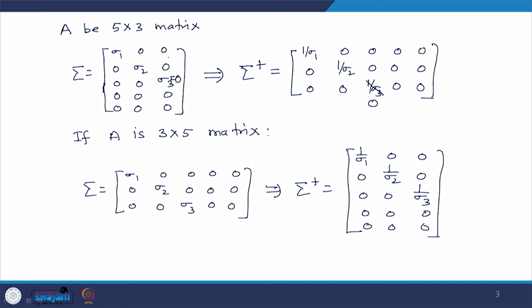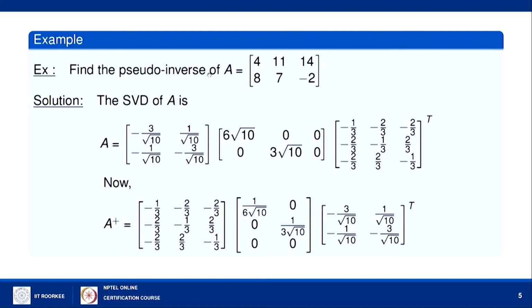Let us see an example of this. Find the pseudo inverse of A, where A is a 2 by 3 matrix, with entries 4, 11, 14, 8, 7 and minus 2. So, first we will find the singular value decomposition of A, which is given by this matrix U, this matrix sigma and this matrix V. Here U is minus 3 upon square root 10, 1 upon square root 10, minus 1 upon square root 10 and minus 3 upon square root 10.